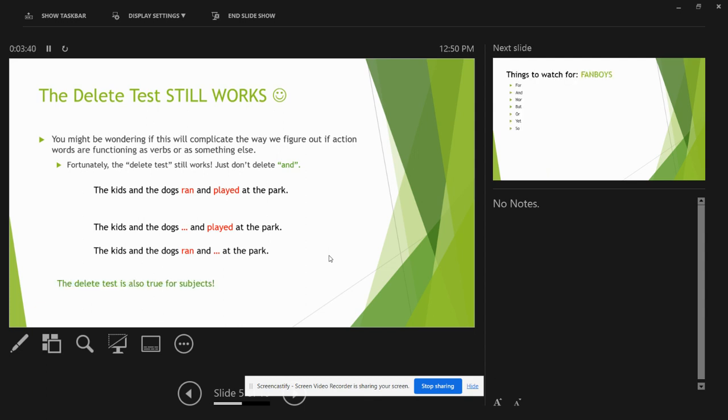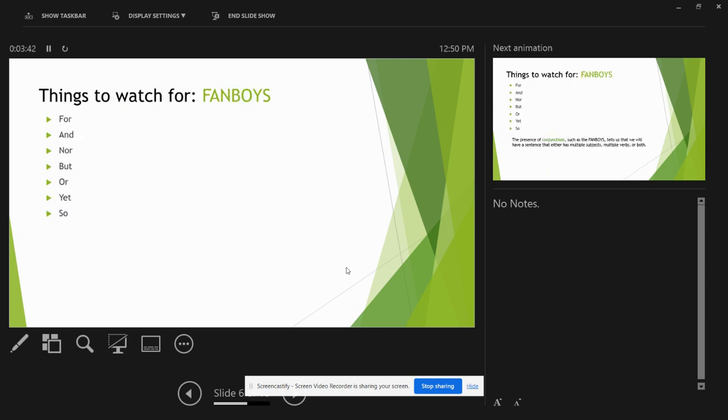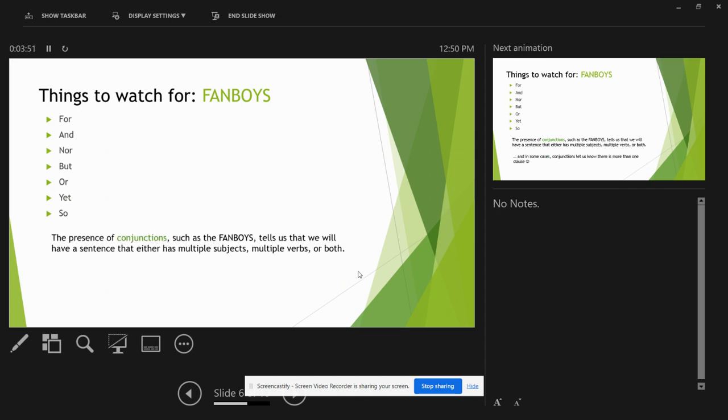All right, this is also true for subjects. Now, things to watch for. There's a group of words we call fanboys: for, and, nor, but, or, yet, so. The presence of conjunctions, such as fanboys, tell us that we will have a sentence that either has multiple subjects, multiple verbs, or both.